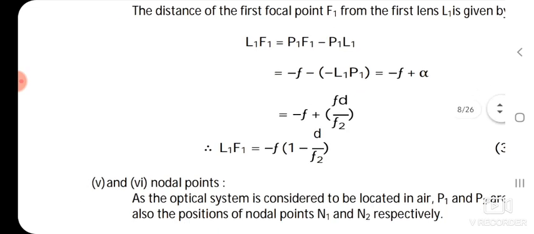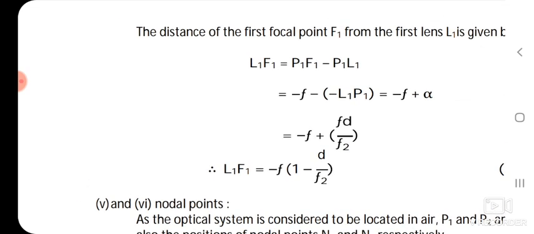Okay, these are some derivations of the combination of two lens system. So let us stop here. The remaining part of this chapter we will discuss in the next lecture. Only two points are there, that is the Ramsden eyepiece and Huygens eyepiece, that we will discuss in tomorrow's lecture. Okay, thank you, bye.